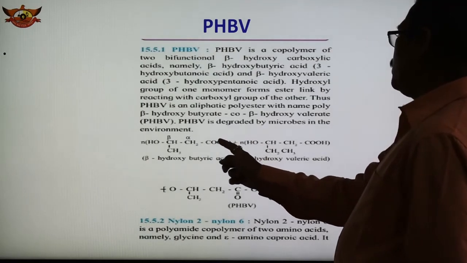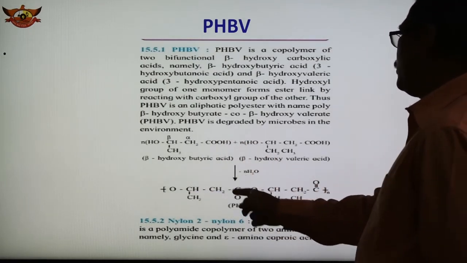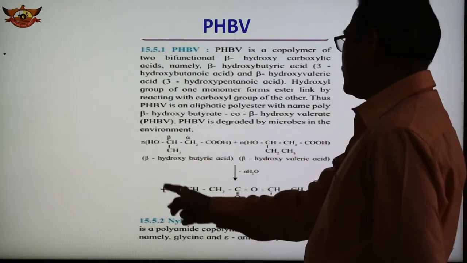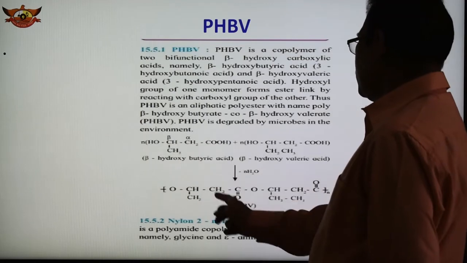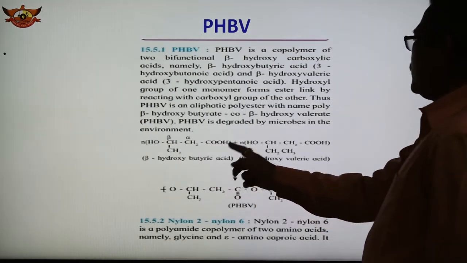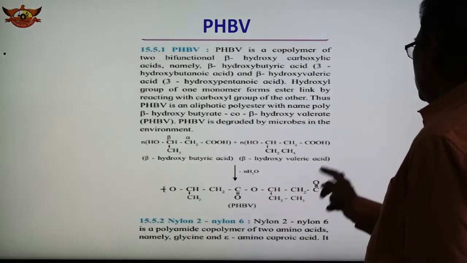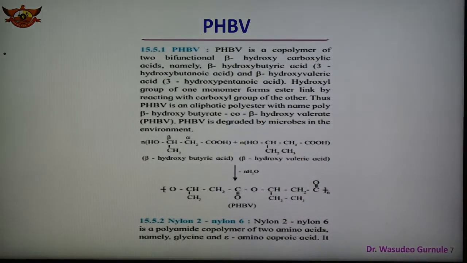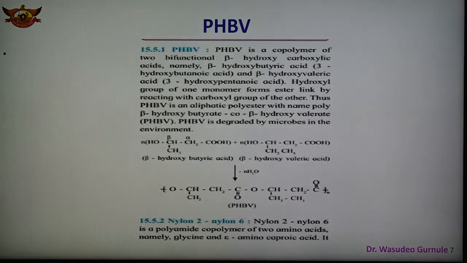There is a loss of water, forming this type of long chain. Here the OH is lost, leaving CH2 here, and from here also the H is lost, then CO remains, here there is one O, then CH2. In this way the compound PHBV is formed. So there are two monomers which undergo polymerization, forming this type of biodegradable polymer. So this is the simple reaction given here for the formation of PHBV.